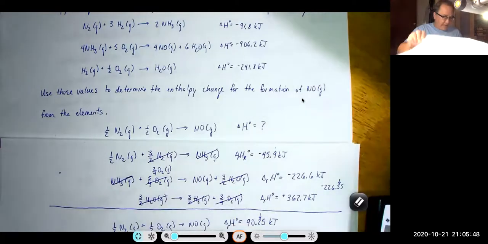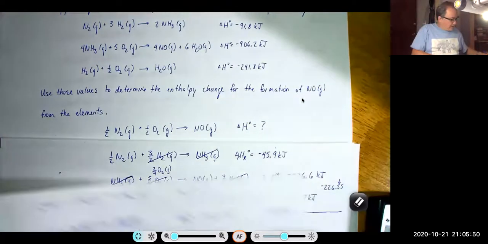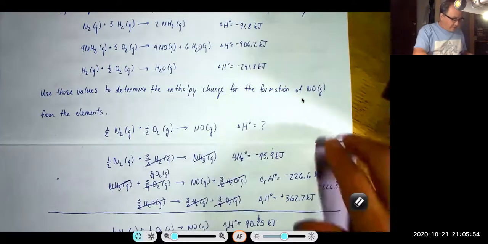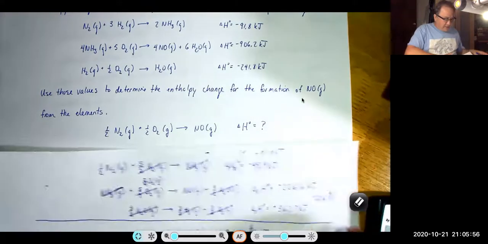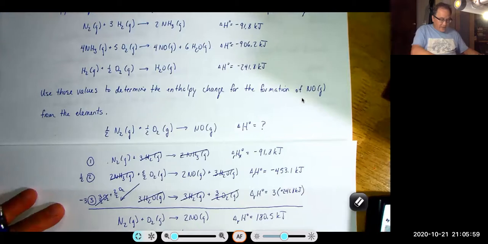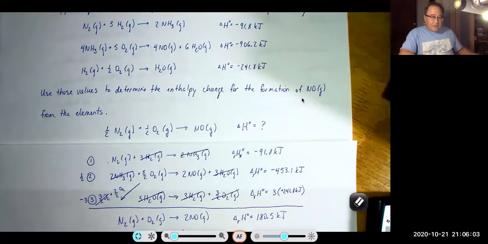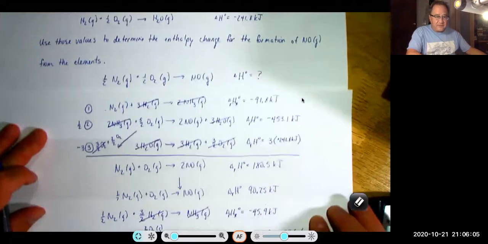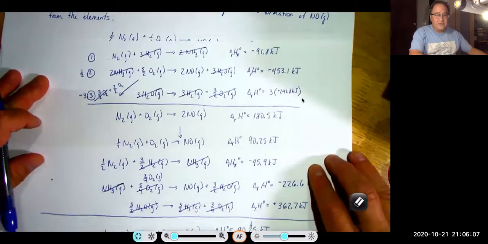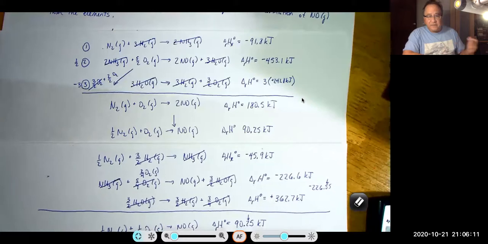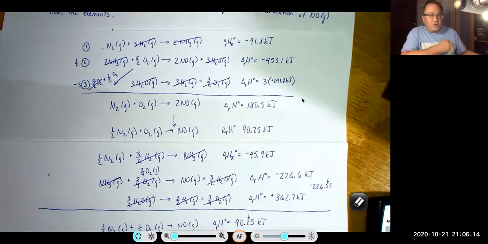Okay, now if we compare that to what we got before, let me see, where is that? Here's what we got before. We got 90.25. So we got roughly the same answer, but we had to round a little bit differently. So here are the two answers. This is from my first try, and this is from my second try. And we got roughly the same answers by two similar but different approaches.